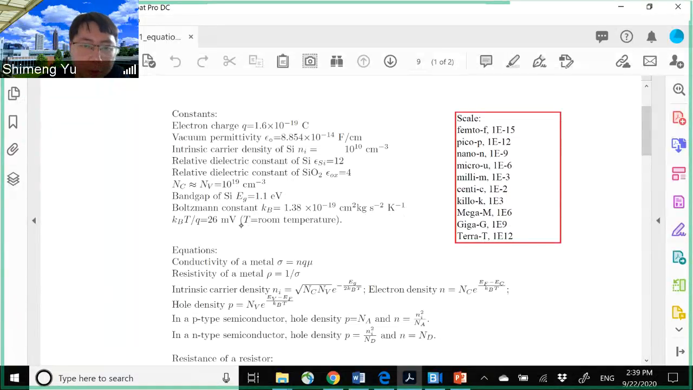So what is the room temperature? Room temperature is like 300 Kelvin. And then if you convert that into the thermal voltage, it will be Kb T over Q, where Kb is the Boltzmann constant and T is your 300 Kelvin. If you divide by the Q, you get 26 millivolts. So what is milli? Here is the scale we use: milli is 10 to the negative 3.